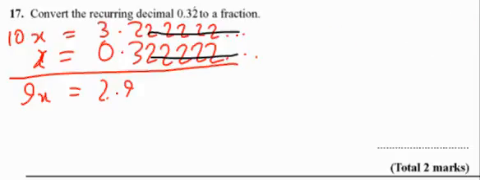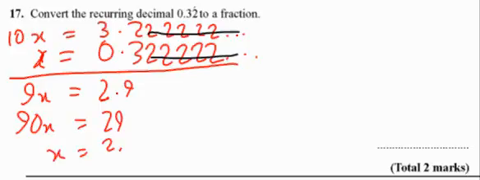So 9x equals 2.9. We need to turn this into a fraction. Well, you can't have a decimal in a fraction, so the first thing we can do to get rid of that decimal is to multiply both sides by 10. If 9x is 2.9, then it follows that 90x equals 29. And if 90x is 29, then x is 29/90.